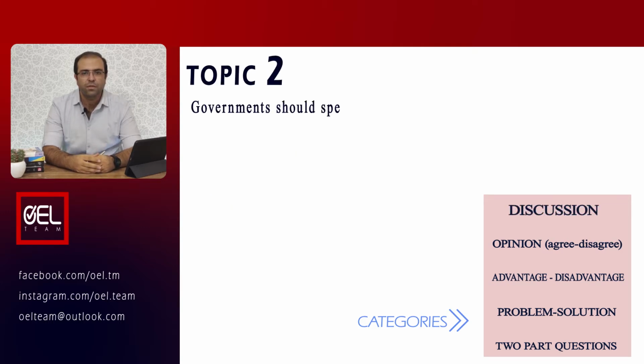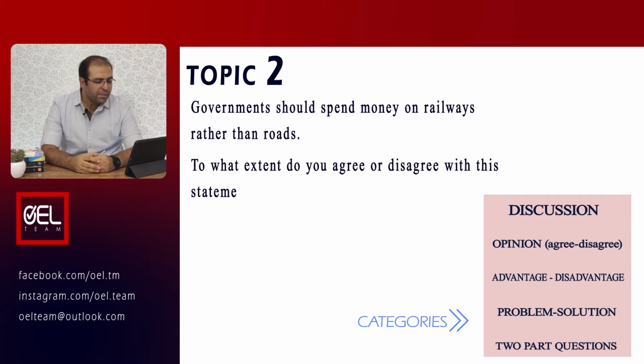Let's go to topic number 2. Governments should spend money on railways rather than roads. To what extent do you agree or disagree with the statement? As you see, this is an example of agree-disagree topic.